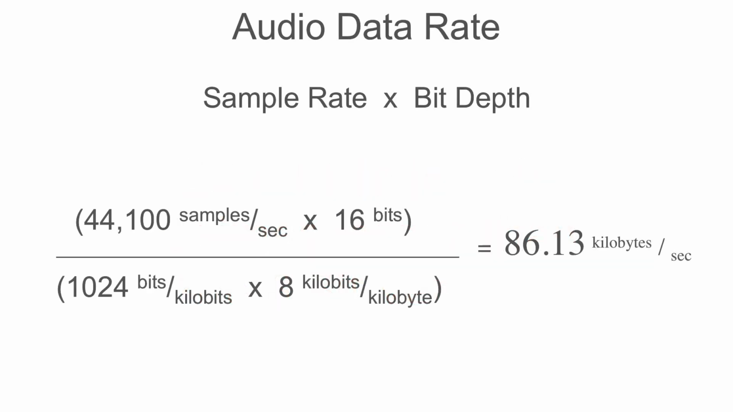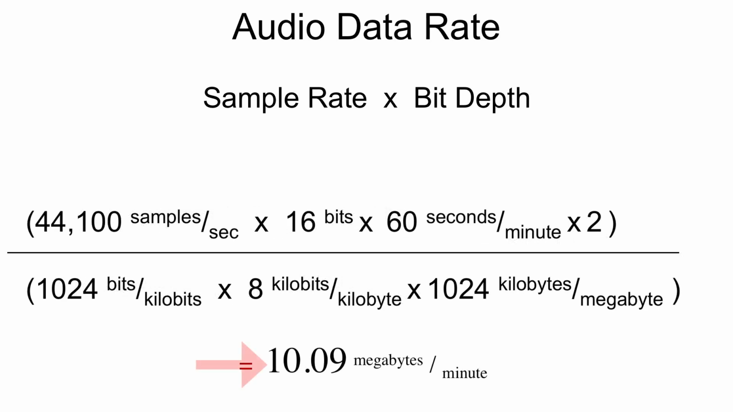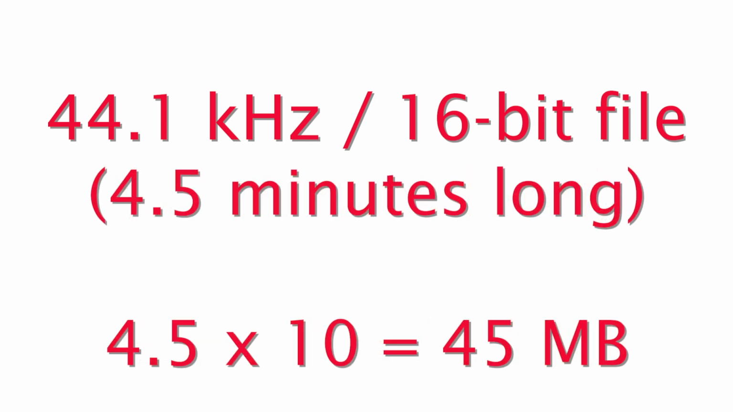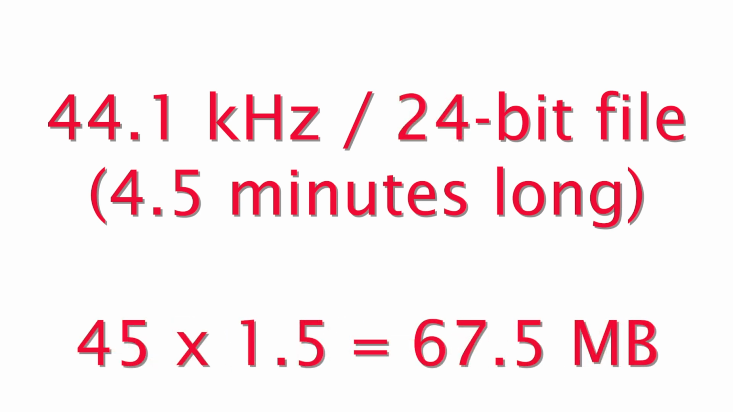And here's a benchmark number that you should probably remember, and it's fairly easy because it's 10. And that's the size of a 44.1 16-bit stereo file, like a CD file. It's 10 megabytes per stereo minute. So you can do an easy calculation. For example, if a file is 3 minutes long, it's going to be about 30 megabytes. If it's 4.5 minutes long, it's going to be about 45 megabytes. And then if you want to figure out, okay, what's a 24-bit file, then you multiply that times 1.5.